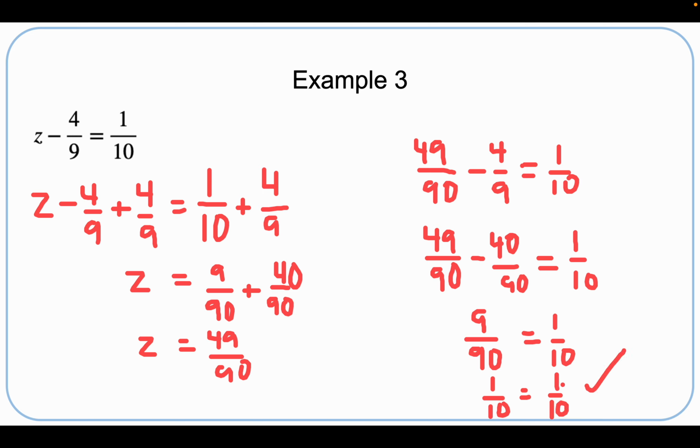There is our solution. Z equals 49/90. And if you ever check your answer and you get different numbers in your final equation, then that means you need to go back and try again, or maybe you need to recheck just to make sure. But these should always be equal when you do your check.